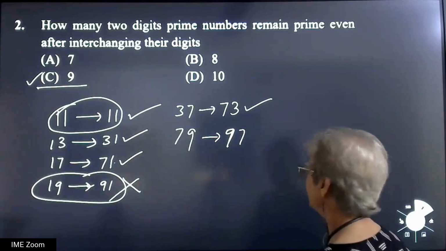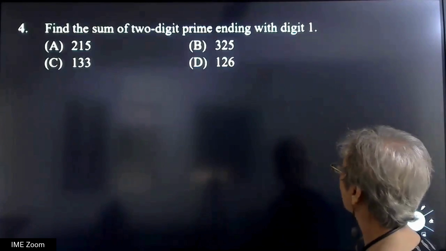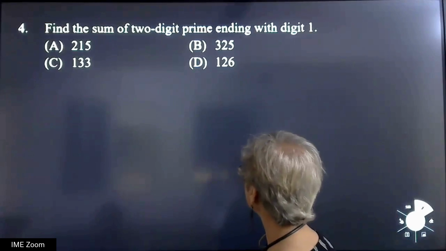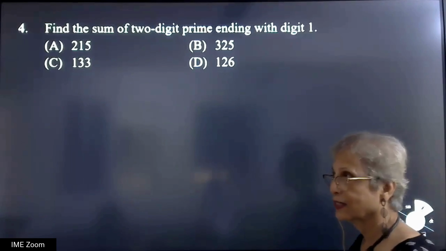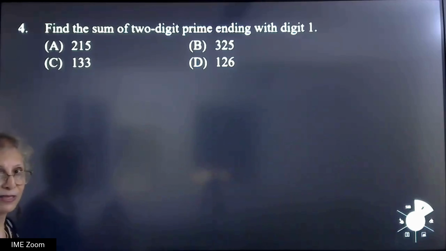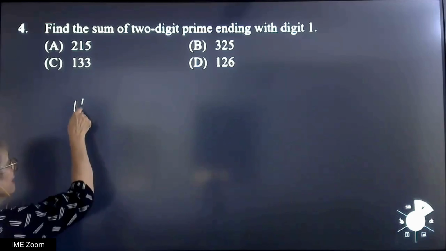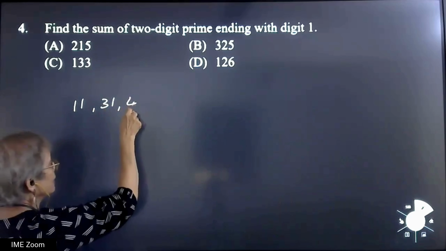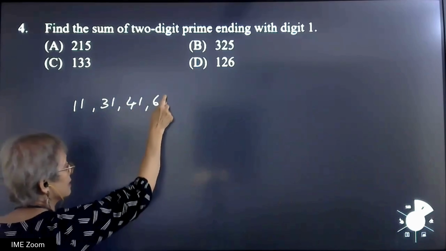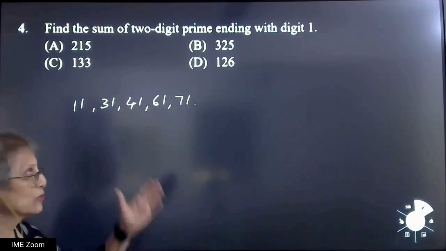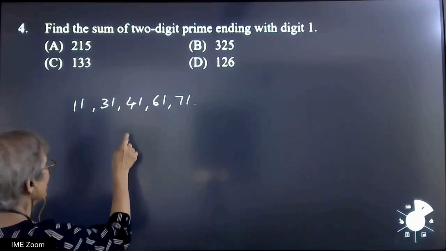Now let us move to the next question. Find the sum of 2-digit primes ending with digit 1. So all we have to find are the primes ending with 1. First is 11, then 21 is not prime. So 31, then 41, 51 is not prime, 61, 71, and then 81 and 91 both are not prime. So we have to find the sum of all these.